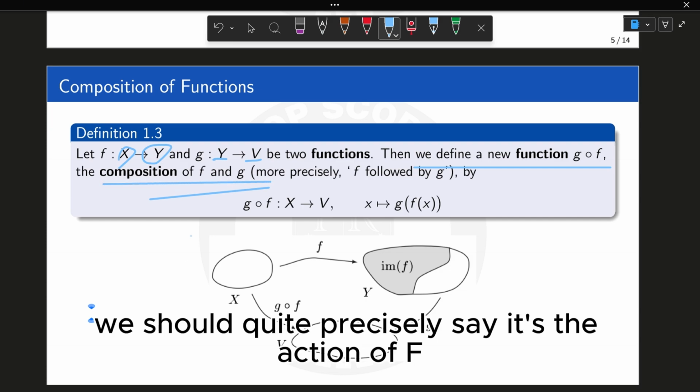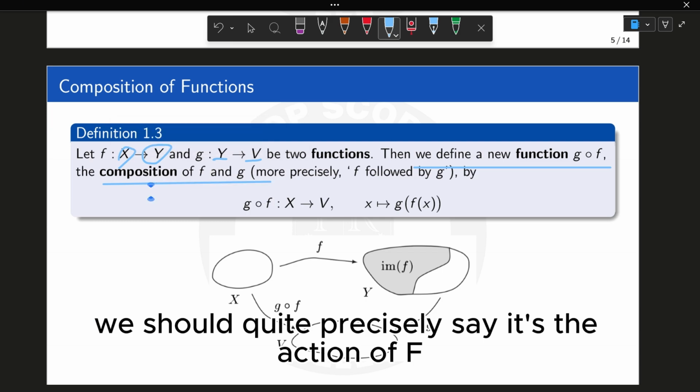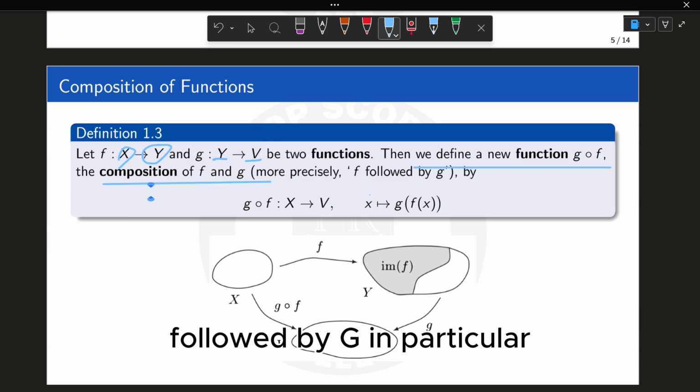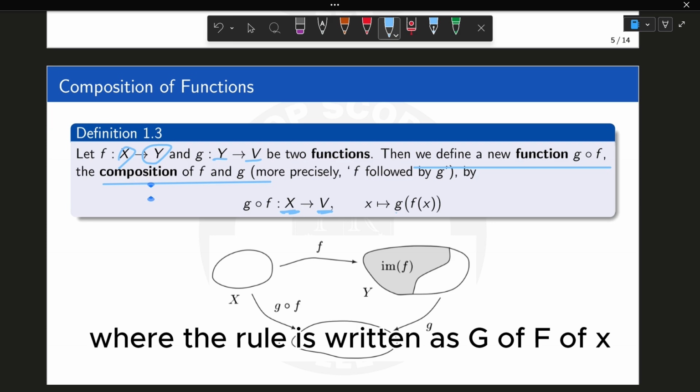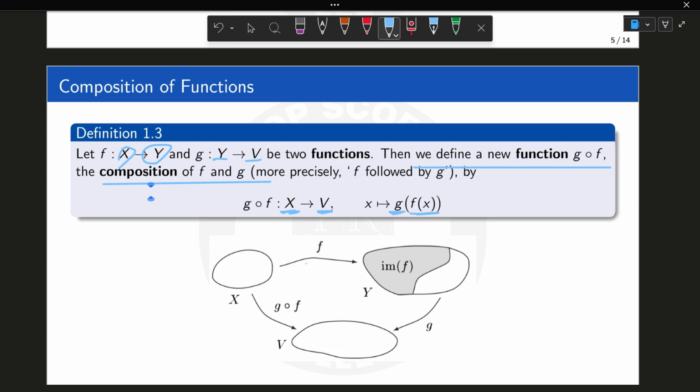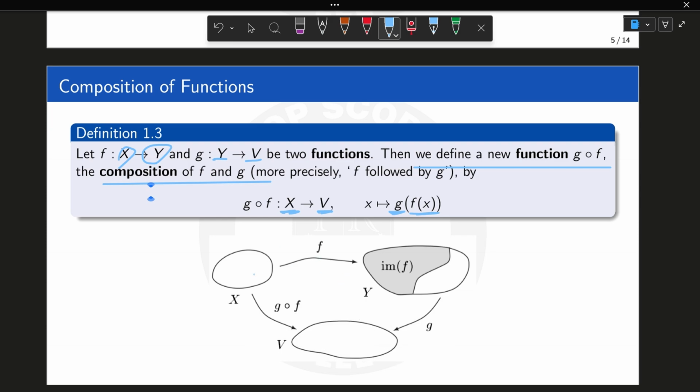Here, we should quite precisely say it's the action of f followed by g. In particular, g∘f is a function from the set X to V, where the rule is written as g(f(x)). Think about how composition of functions works.